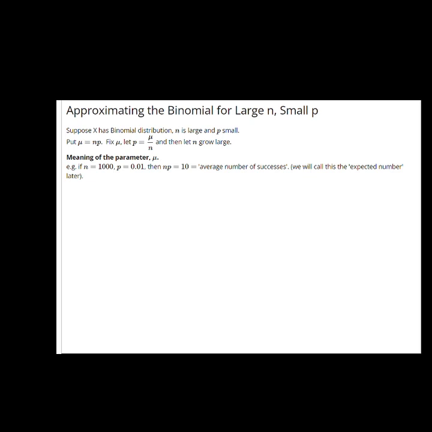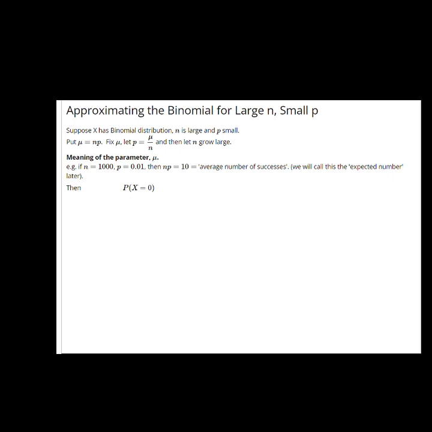Parameter mu has a meaning for the binomial. For example, if I have 1,000 trials and the probability of success on each trial is 0.01, 1 in 100, then mu is 10. It's the number of successes you might expect on 1,000 trials, the average number of successes. We'll refer to it later as the expected number.